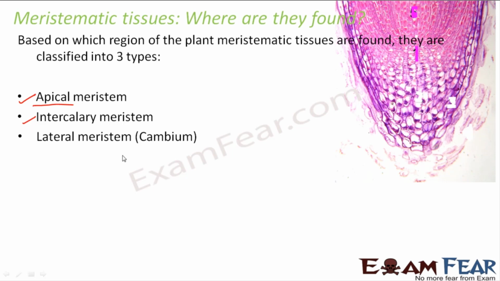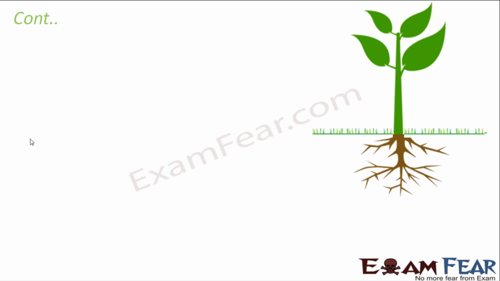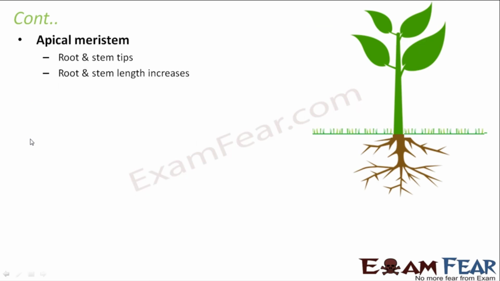Then we have lateral meristem. So maybe these kinds of meristem are situated laterally. So laterally again decides the position of something. So now let us have a quick look at the next slide to see what these 3 types of meristem are. So let us first look at the apical meristem.